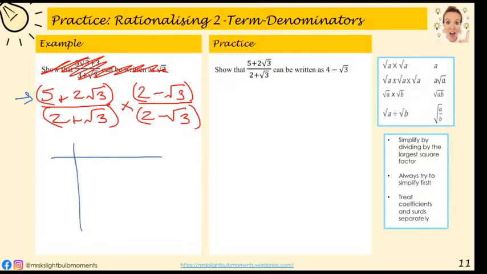And in my first bracket I've got 5 and then 2 root 3. The second bracket I've got 2 and minus root 3. So when I multiply, 5 times 2 gives me 10, 2 times 2 root 3, 4 root 3, 5 times minus root 3, minus 5 root 3, 2 root 3 times minus root 3. This is the tricky bit.